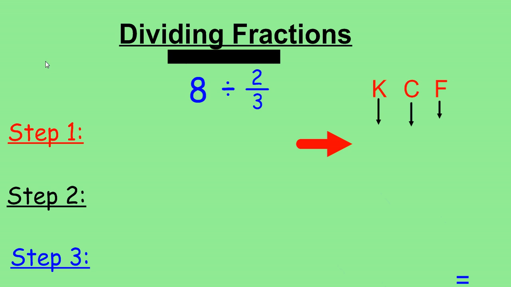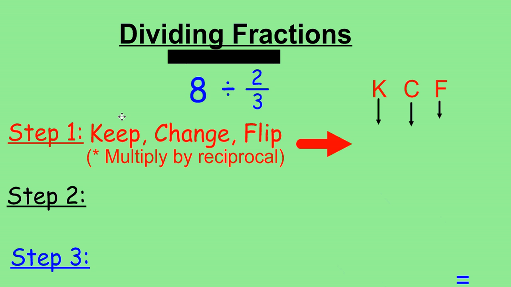To divide fractions, we can use these easy steps. We have our problem 8 divided by 2/3. The first step is keep, change, flip. Okay, we're multiplying by the reciprocal. So I keep the first number the same. 8 is still an 8. We could write this as a fraction here, but I like to save that for the second step.